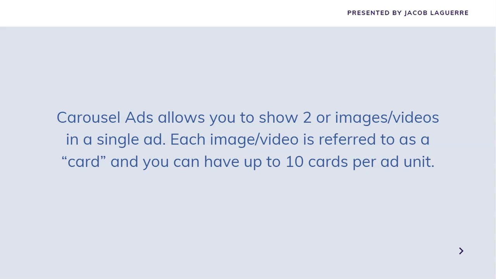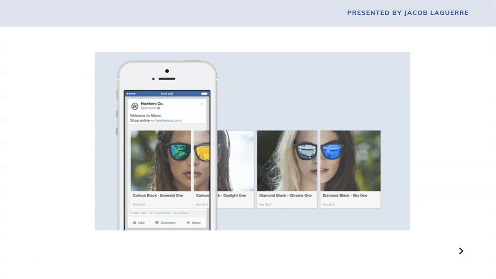Now each image or video is referred to as a card, and you can have up to 10 cards per ad unit. So this is a basic representation of how a carousel ad looks. You have the ad copy up at the top, and you have your images or your videos at the bottom. Each one is represented by a particular card.